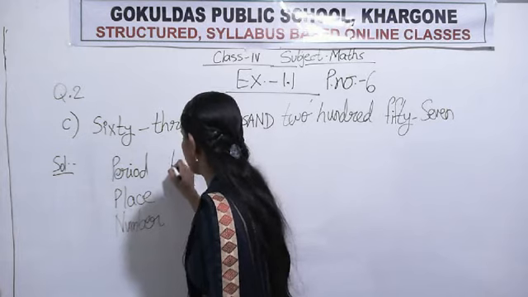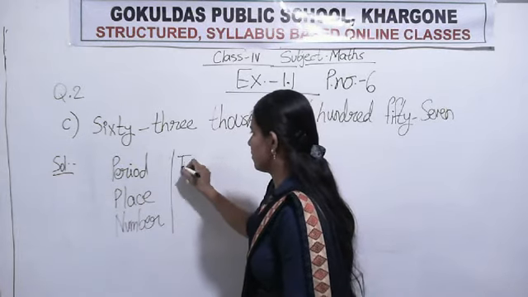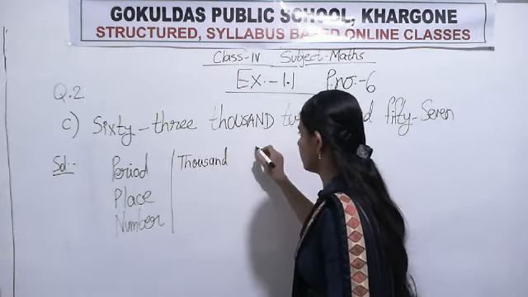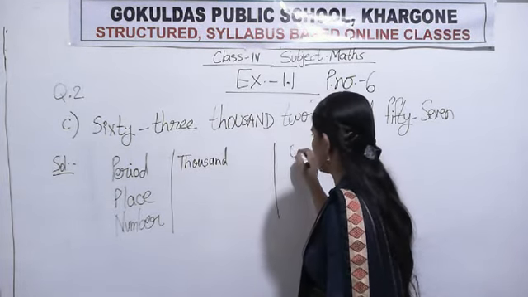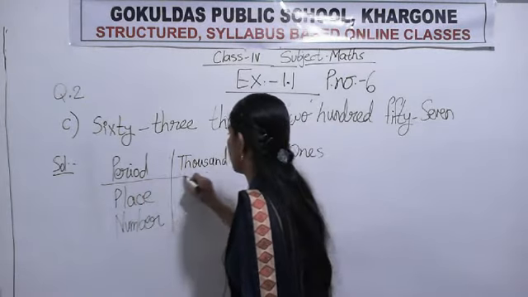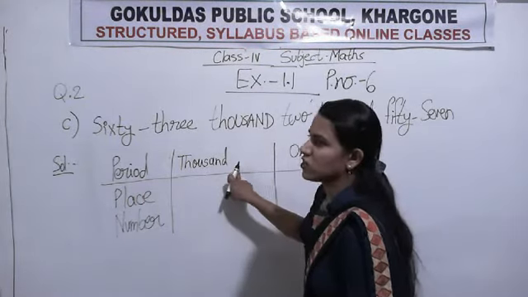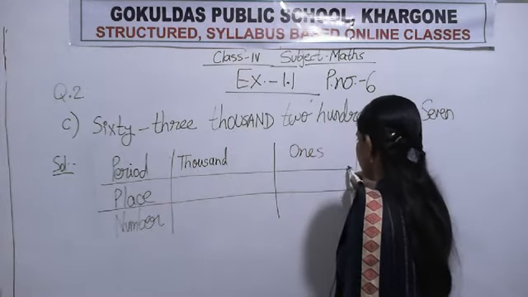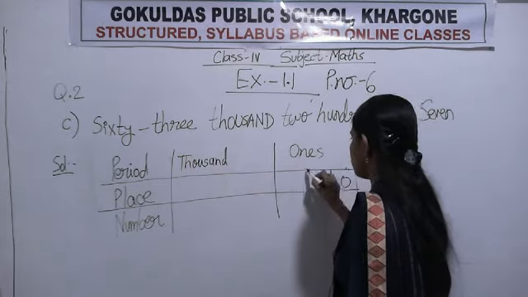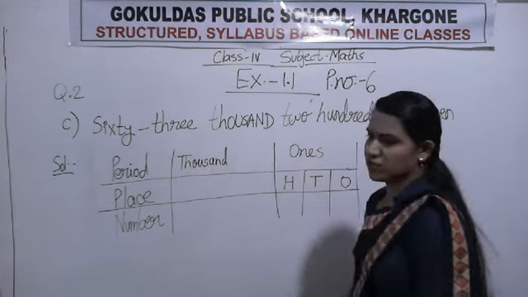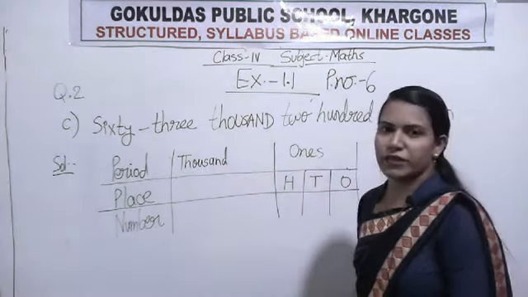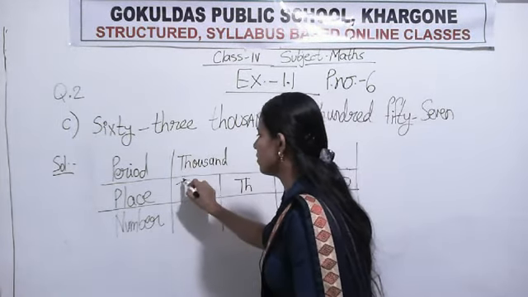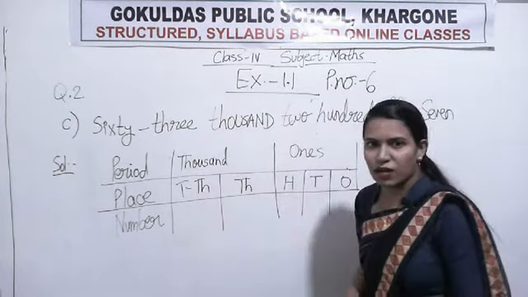Okay, period, thousands period and ones period. Okay, two periods are there, thousands period and ones period. Okay, places, what places will come in ones period? Ones, tens and hundreds places come. Okay, and in thousands period, which places come? Thousands place and 10,000 place come.